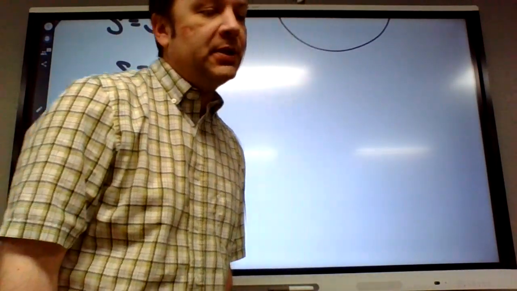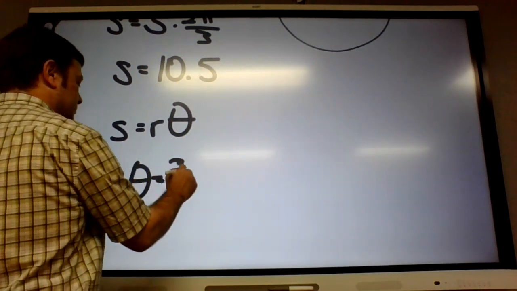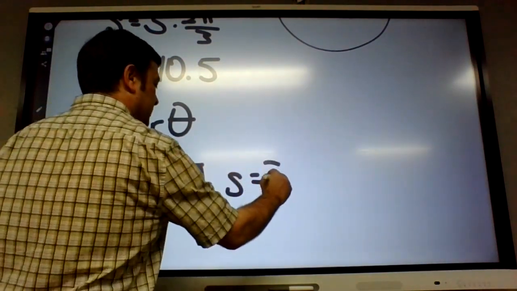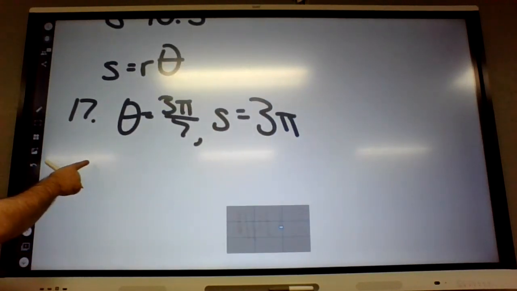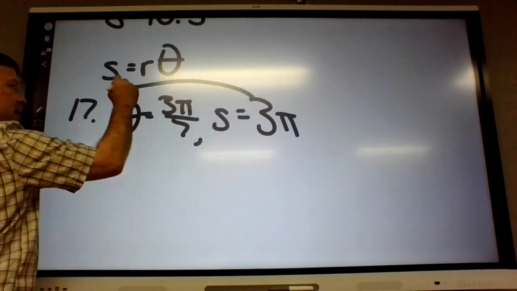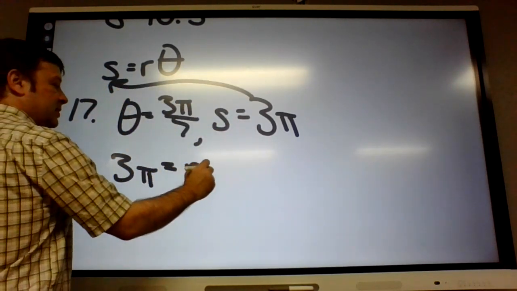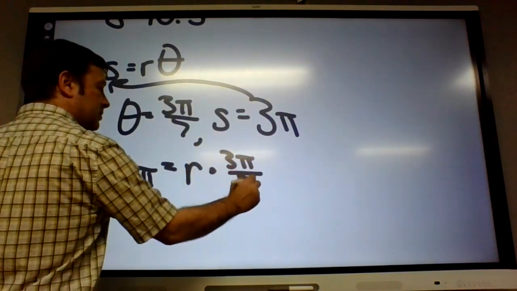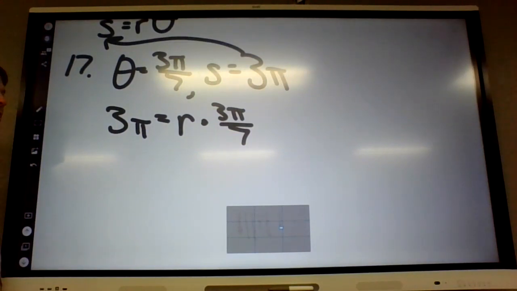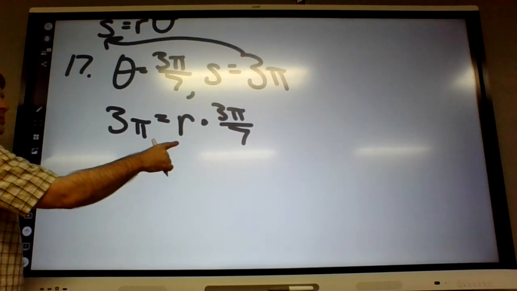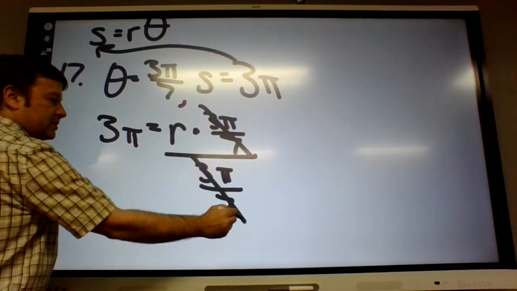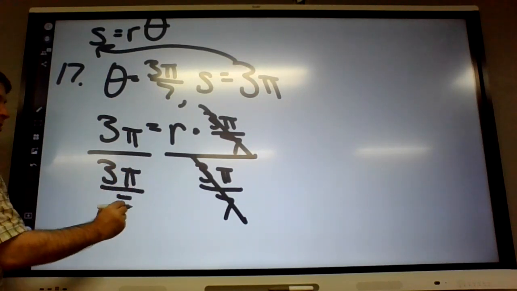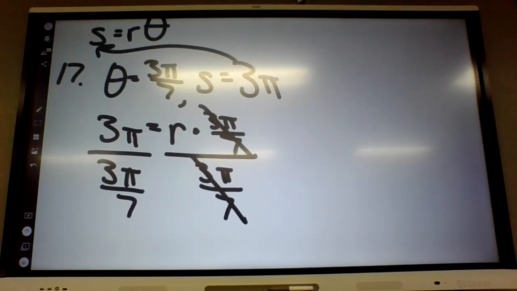Seventeen. Theta equals 6 pi over 7 and S equals 3 pi. On this one they give us the S and the theta, but not the R. So I'm going to replace S with 3 pi. I don't know the R, and theta is 3 pi over 7. This marker is kind of bugging me. So how do I solve for R on this one? Divide by 3 pi over 7 to get R by itself. So those cancel out, and I'm doing this, divide by 3 pi over 7. 3 pi divided by 3 pi over 7. The pi's will cancel out. It's same as 3 divided by 3 sevenths.